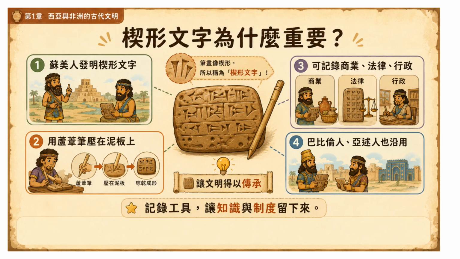Cuneiform was invented by the Sumerians. In the center, notice the wedge-shaped marks pressed into a clay tablet. People wrote with a reed stylus on soft clay, and the tablet hardened after drying. Cuneiform could record trade, laws, and government affairs. Because of writing, knowledge and institutions could be passed down instead of disappearing like a forgotten homework sheet.